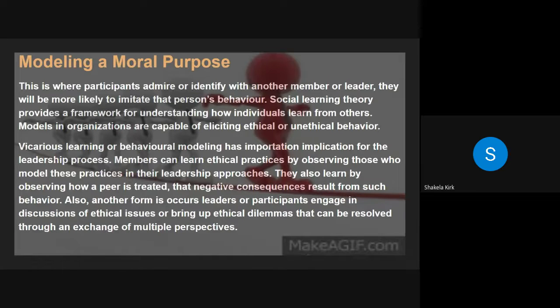Members can learn ethical practices by observing those who model these practices in their leadership approaches. They also learn by observing how a peer is treated and that negative consequences result from such behavior. Another form occurs when leaders or participants engage in discussions of ethical issues or bring up ethical dilemmas that can be resolved through an exchange of multiple perspectives.